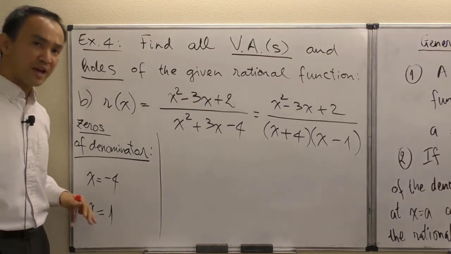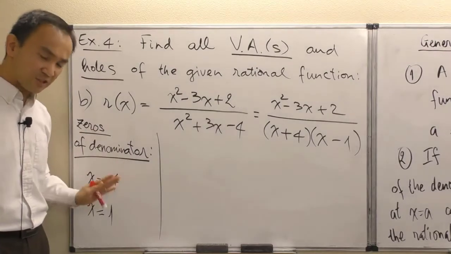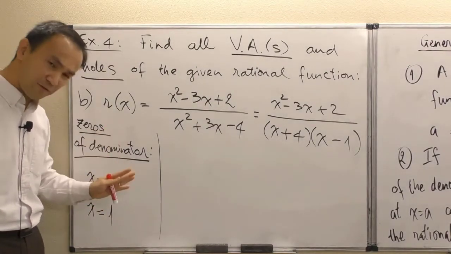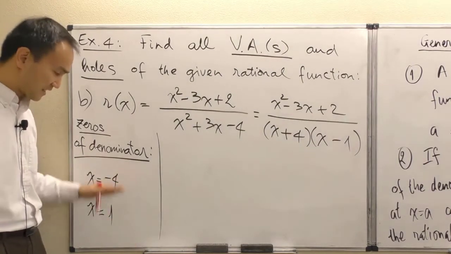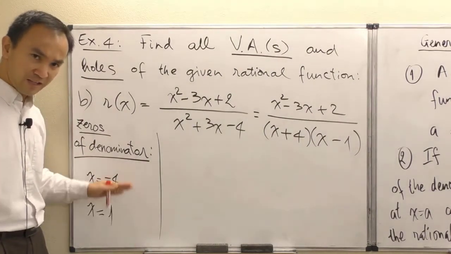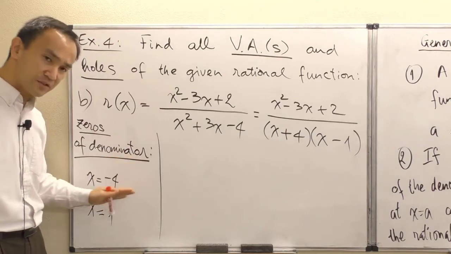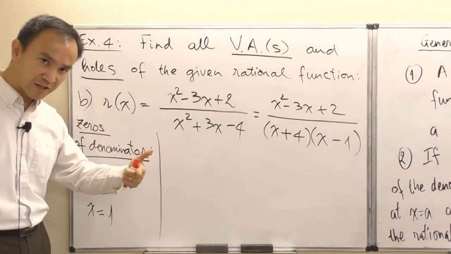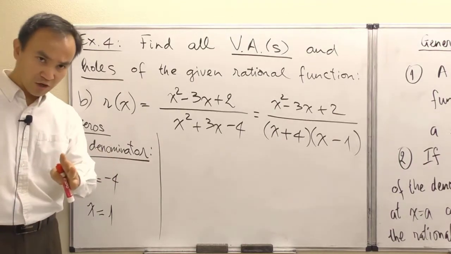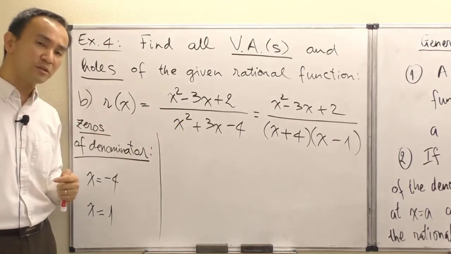All right, and so now in this problem, let's get really formal over here. I'm not going to even show that prediction. So like I said, these are just the zeros. And at any of these zeros, it can be a vertical asymptote, or it can be a hole. And once it becomes a hole, then it won't be a vertical asymptote anymore.